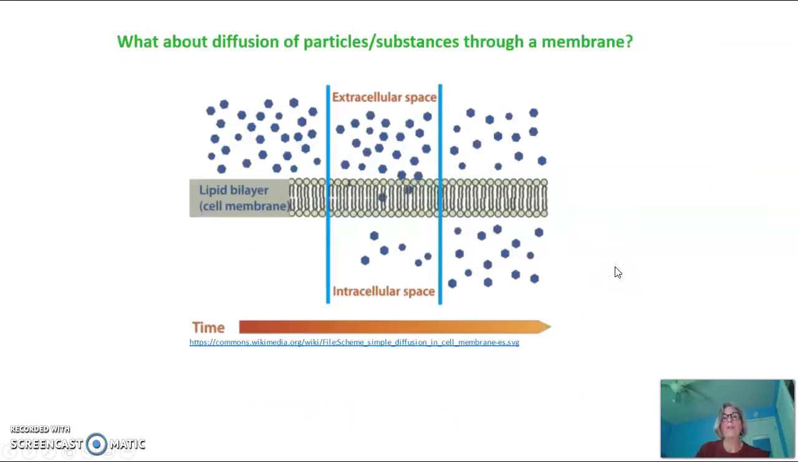So what about diffusion of particles or substances through or across a membrane? Well, it still doesn't require energy. It's still going to be the movement of molecules from an area of high concentration towards an area of low concentration until there is an even distribution. But it does require a couple of things.